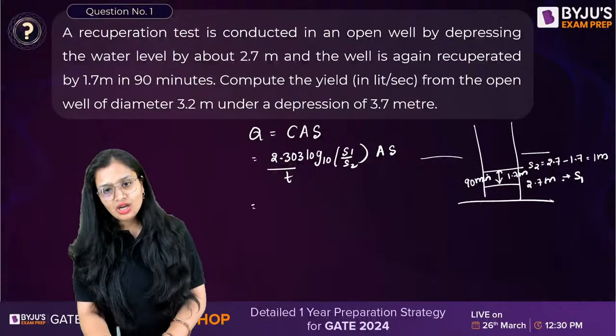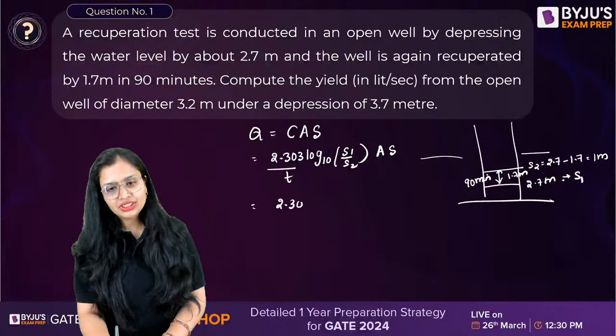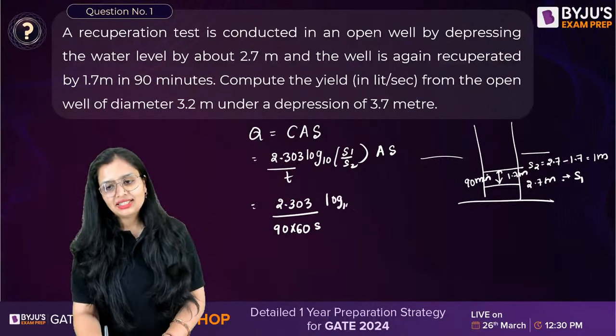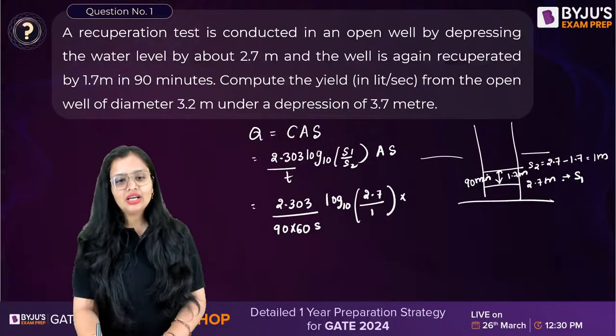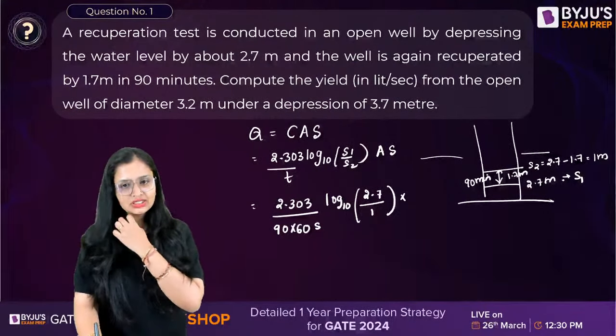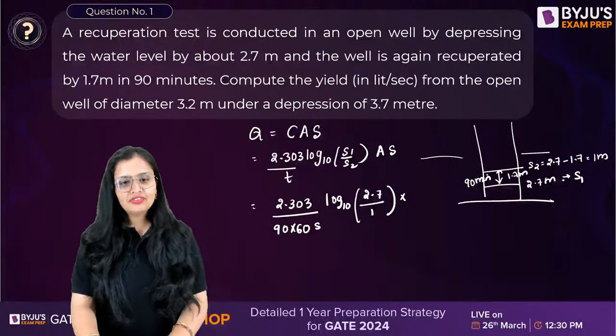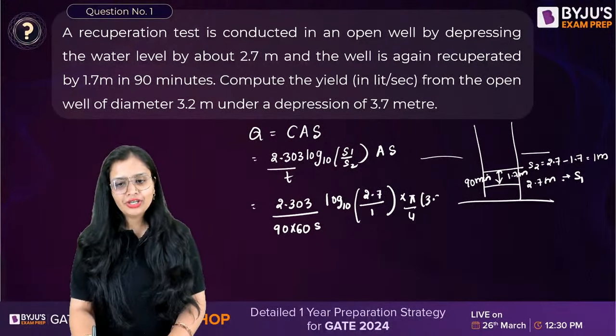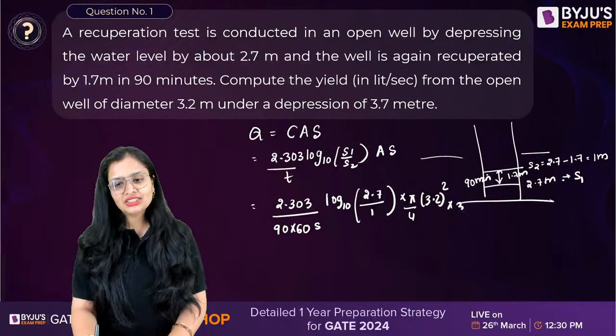Now, how much time they have told you in the question? They have told you 90 minutes. So, converting it into seconds, log base 10. S1 is 2.7, S2 is 1. Area, how much is given to you? Diameter is given to you 3.2. So, pi by 4, 3.2 square, and depression is 3.7.